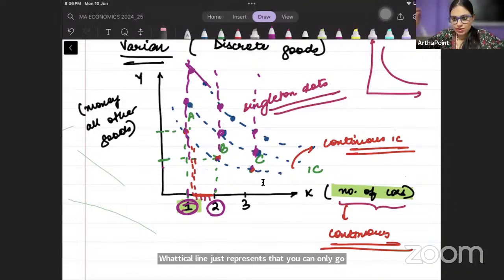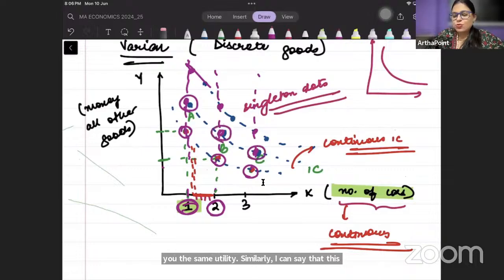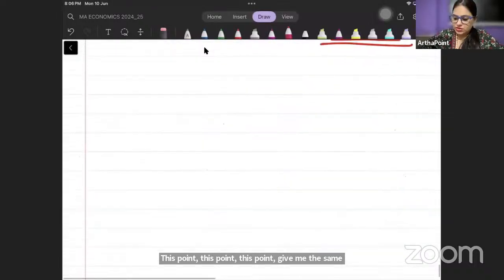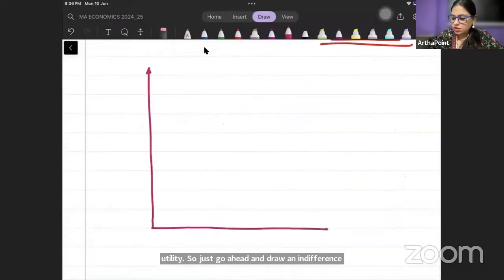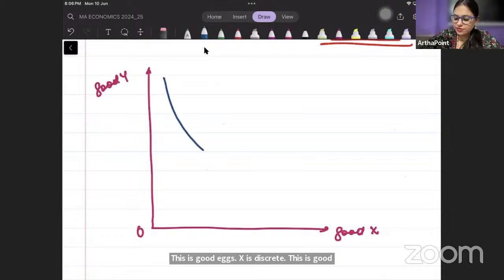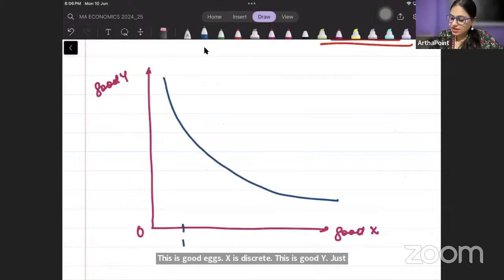And each of these points gives you the same utility. Similarly, I can say that this point and this point give me the same utility. This point, this point, this point give me the same utility. So just go ahead and draw an indifference curve. This is good X. X is discrete. This is good Y. Just draw an indifference curve. Go ahead and say that this can be 1, 2 or 3.